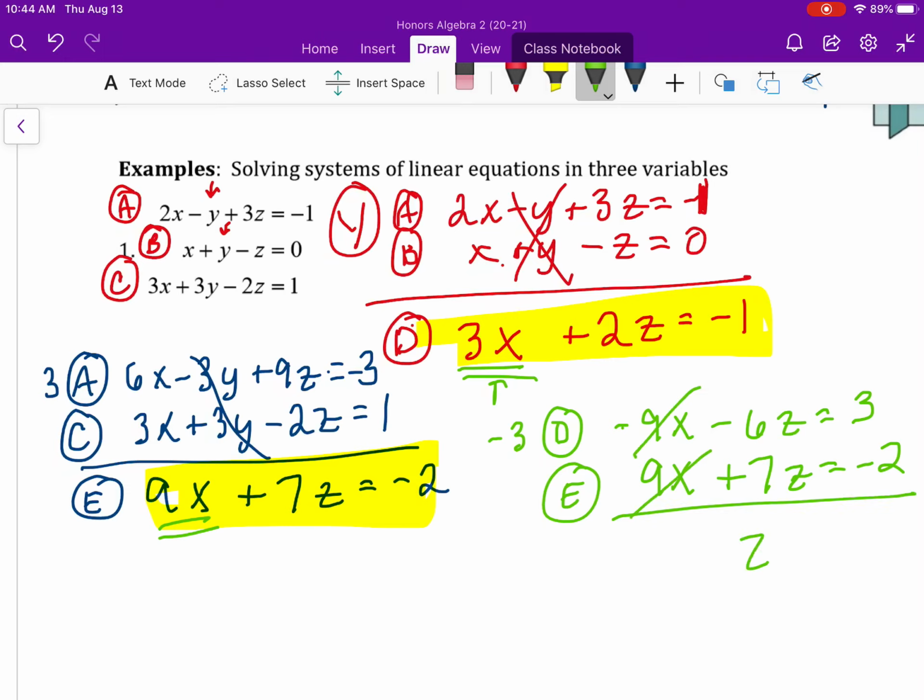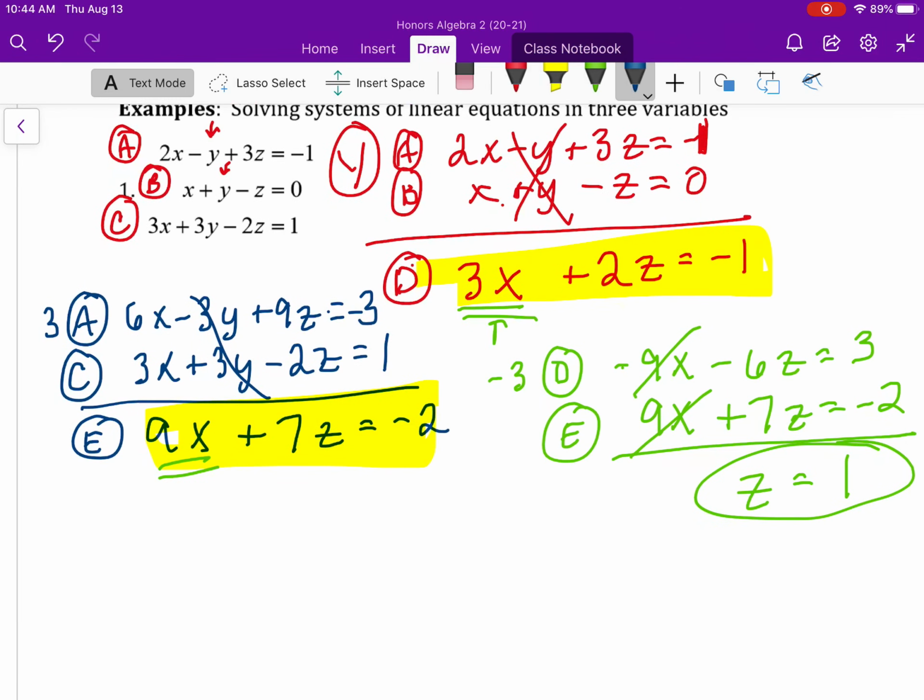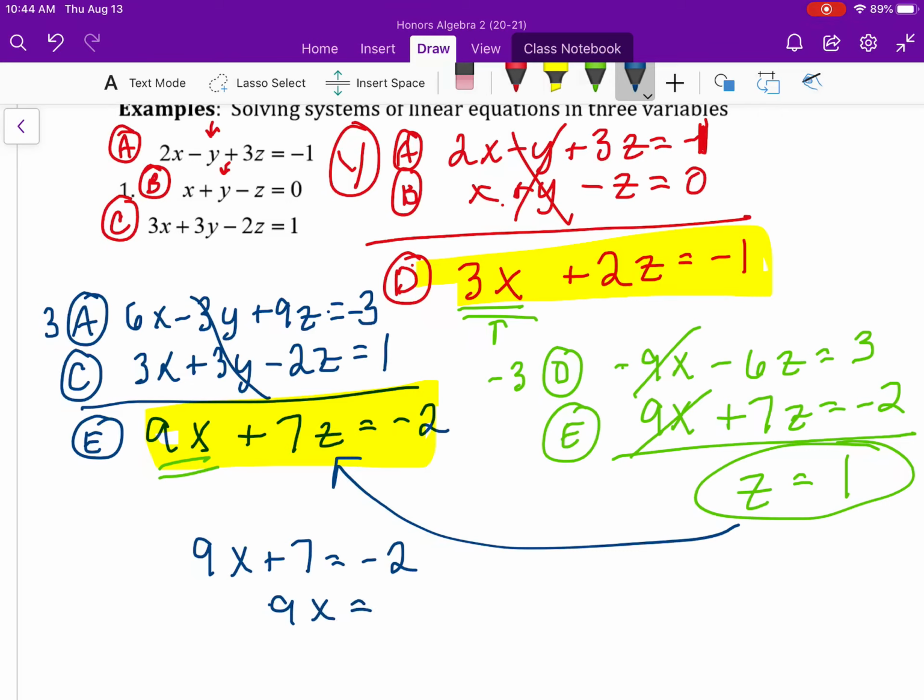Look how nicely this works out. These get eliminated. This will be just z, and this will be 1. So look, z equals 1. So this is the easy part. Now I can just plug in z equals 1 to any of the D or the E. So let's see, 9x plus 7 equals -2. 9x equals -9. So x equals -1.